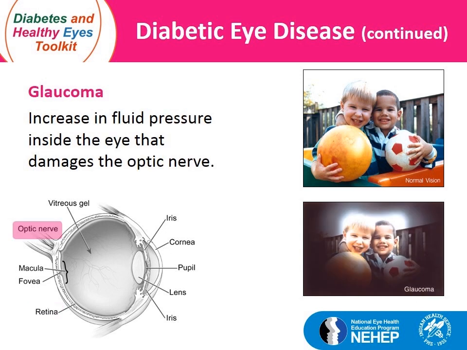So next, let's move on to glaucoma. Glaucoma is often associated with increased pressure in the eye, which can cause damage to the optic nerve. When the optic nerve is damaged, this can lead to vision loss. Again, at first, there are no symptoms. Vision stays normal, like at the picture at the top on the right-hand side of your screen.